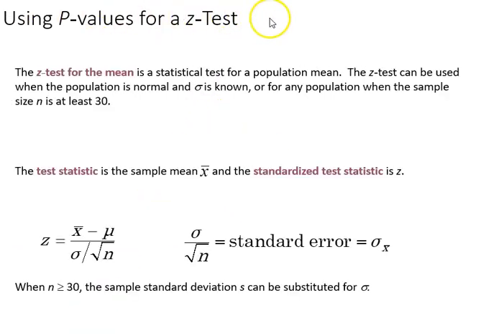So this brings us to using p-values for a z-test. The z-test for the mean is a statistical test around the population mean. It can be used when the population is normal and we know the standard deviation for the population, or for any population when the sample size n is at least 30. So the test statistic is the sample mean, x bar, and the standardized test statistic, because we're looking at large samples, is z. And z equals x bar minus mu divided by the standard deviation over the square root of n, which is our sample size. Recall that the standard deviation over the square root of n is also the standard error. So when n is greater than or equal to 30, the sample standard deviation s can be substituted for the population's standard deviation if it's unknown.